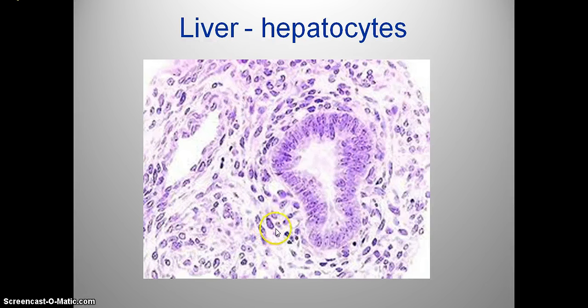These are hepatocytes. Notice large nucleus. Large nucleus. We see nucleoli here too. One nucleolus, nucleus. Very active cell. You can tell it because nuclei are pretty large.